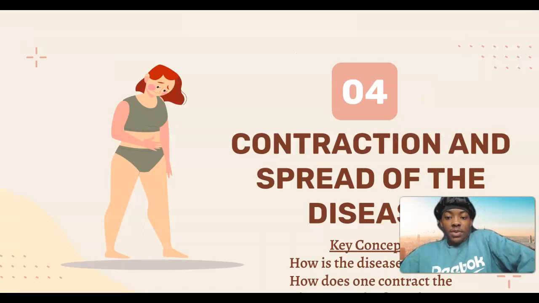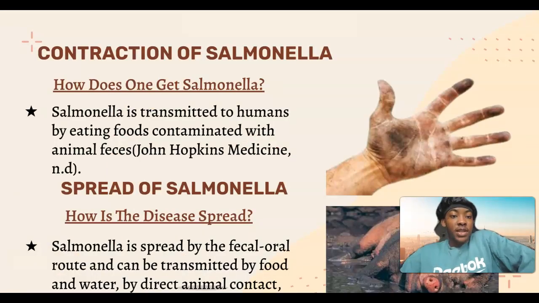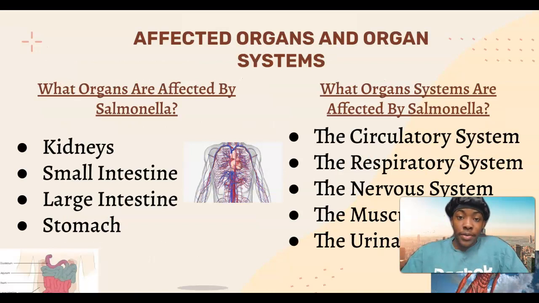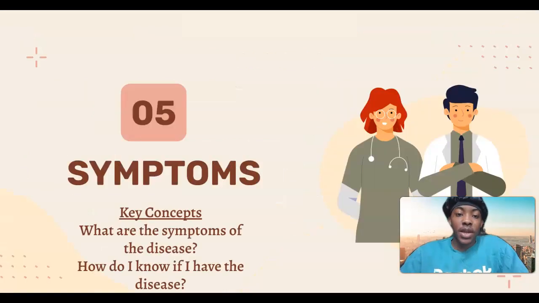So now the contraction and spread of the disease. So it's transmitted to people by eating contaminated food mixed with feces, and it's spread between one person and another through the fecal oral route, and it can be transmitted by food or water. So here are the organs and organ systems affected by salmonella. As you can see, the kidney, small intestine, large intestine, and the stomach. And the organ systems affected are the circulatory system, respiratory system, nervous system, muscular system, etc.